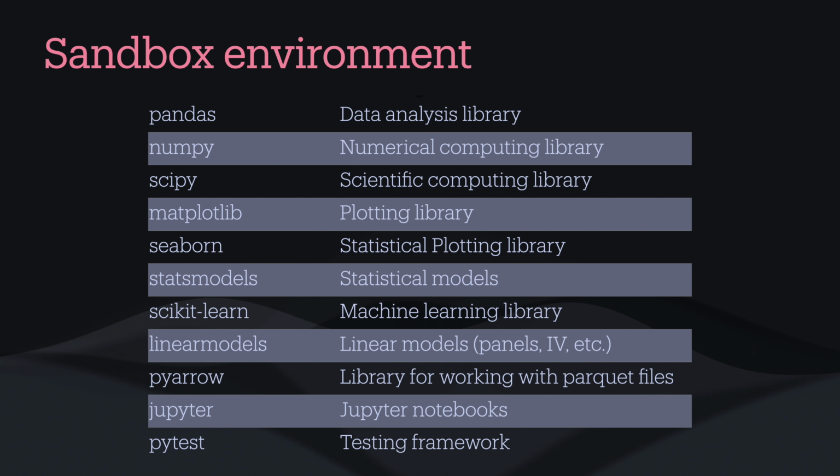So we first have Pandas, the data analysis library, NumPy, the numerical computing library, and SciPy, the scientific computing library. Those are kind of the three basic libraries for scientific computing using Python. Then we'll install Matplotlib and Seaborn, which are two plotting libraries that are quite useful for generating nice graphs. Next, we'll install statsmodels, scikit-learn, and linearmodels to do statistics, machine learning, and econometrics.